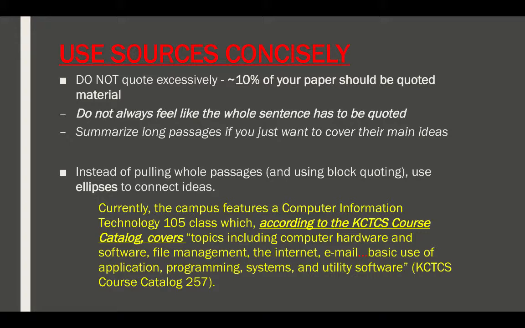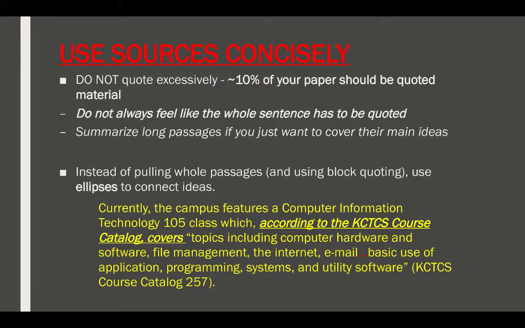This comes from our sample essay 2. Currently, the campus features a Computer Information Technology 105 class, which, according to the KCTCS course catalog, covers topics including computer hardware and software, file management, the internet, email, basic use of application programs, systems, and utility software. There's your citation. Notice how right here in the red we have three dots. If you flip to page 257 of the course catalog, you'll notice that the phrase before the three dots and after the three dots are a little bit further apart. There's some text there that we've omitted.